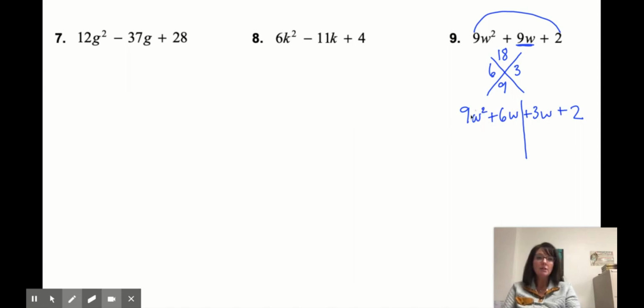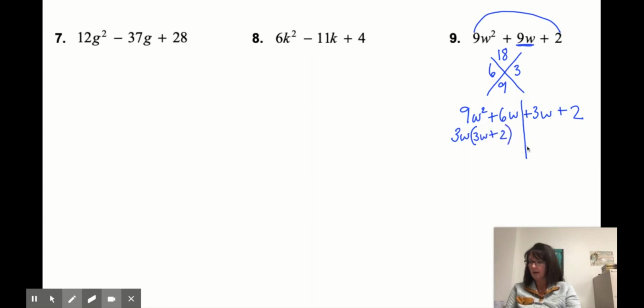So when I look at these two, and I want to pull out the common factor, we did this in lesson 7.4 possibly. So we're just looking at these two for a greatest common factor between 9w squared and 6w. I know it's going to be 3w. Okay, so 9 divided by 3 is 3. w squared divided by w is w. 6 divided by 3 is 2. And the w comes out.